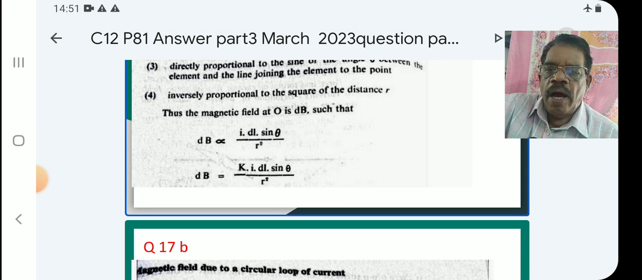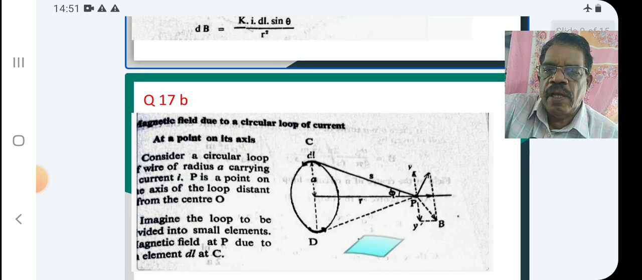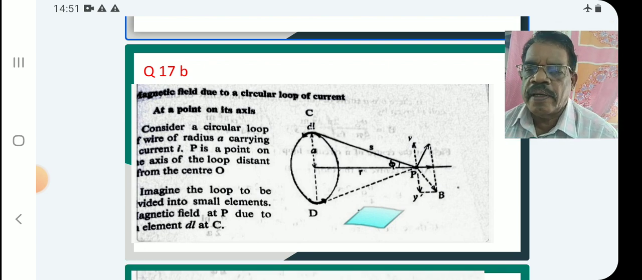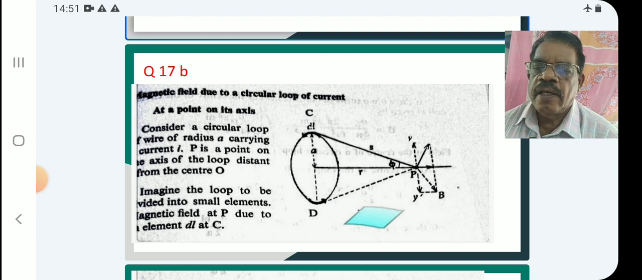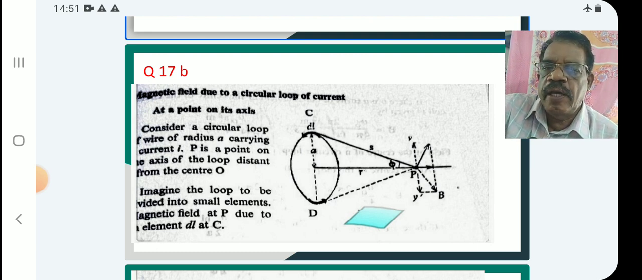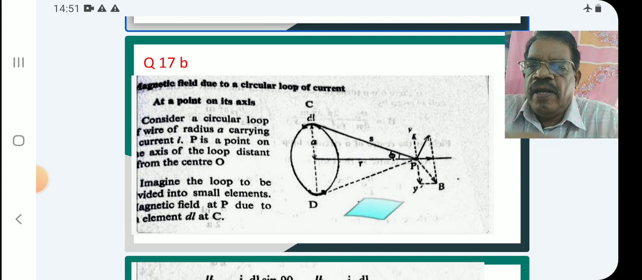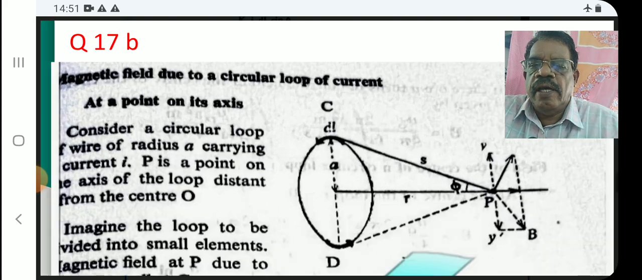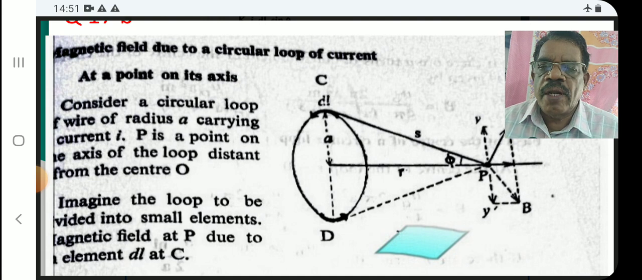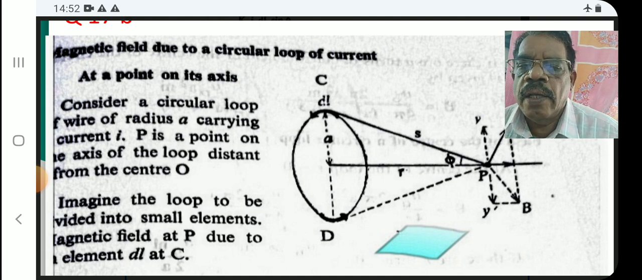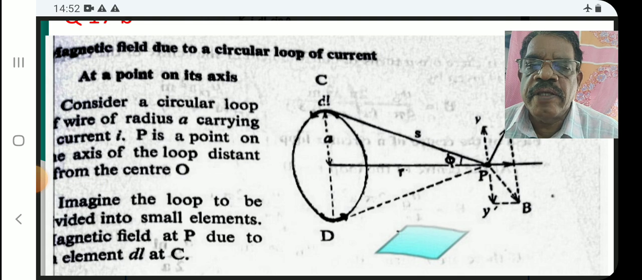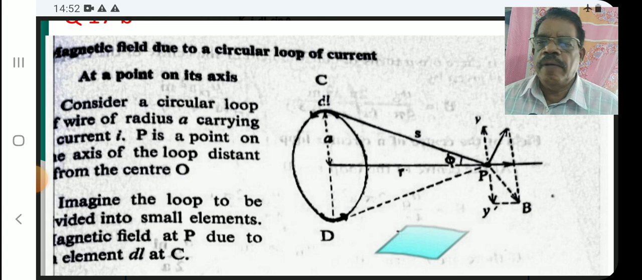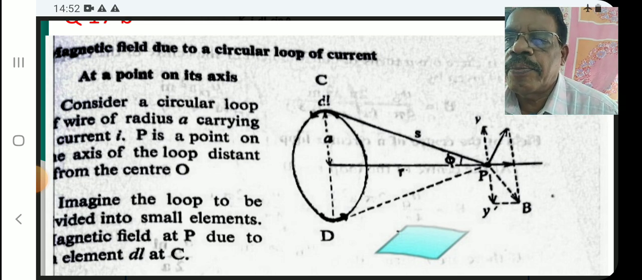And part B, it's a lengthy answer, but the mark is very less, so you can write short in the answers. They are given it fully here. And this is circular coil field. Circular coil is, you see here, see the figure. A circular coil is drawn. CD is the diameter of it, and P is a point at a distance r from it. We have to find the magnetic flux density at the point P.